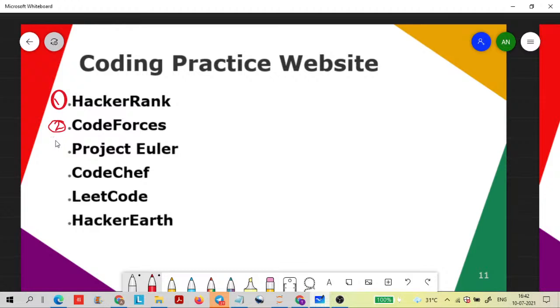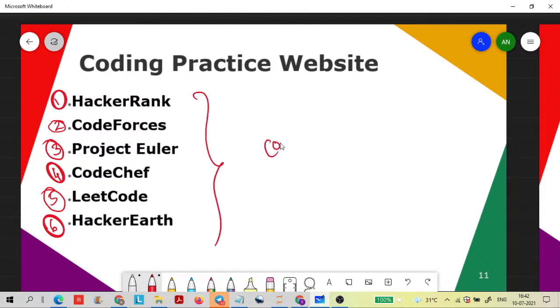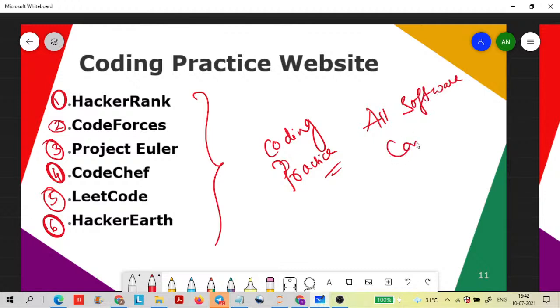Okay, CodeChef, Codeforces, then Project Euler, CodeChef, then LeetCode, HackerEarth. So these are the various platforms you need to go through for your coding practice. Coding practice for all the companies. For all software companies, you can go through these platforms for the practice of coding questions.